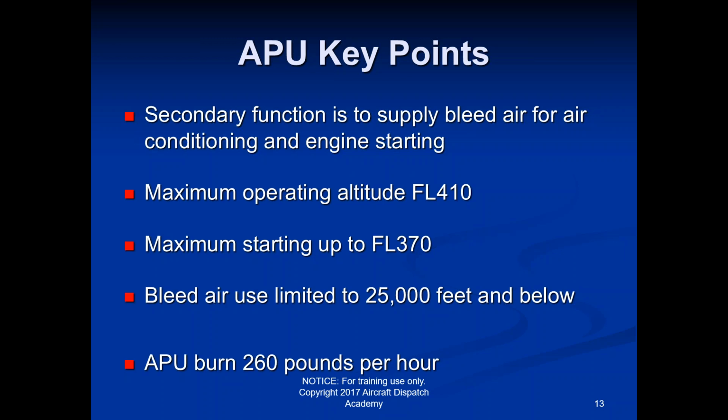The maximum operating altitude is 41,000 feet. The maximum starting up altitude is 37,000 feet. So that's just to use the electrical part of the APU generator. So if it's not already started and you're above 37,000 feet, then you would have to go down to 37,000 in order to actually turn it on, and then you could go back up to 41,000. But if you're using the bleed air, then you've got to be 25,000 feet or below.